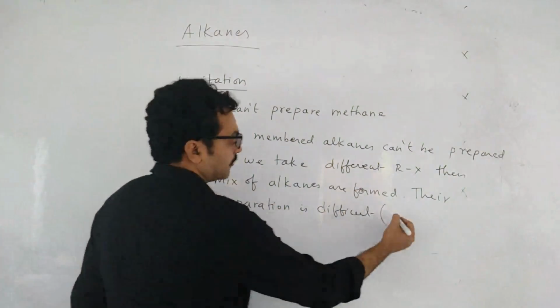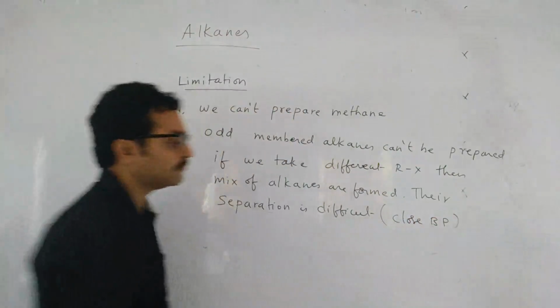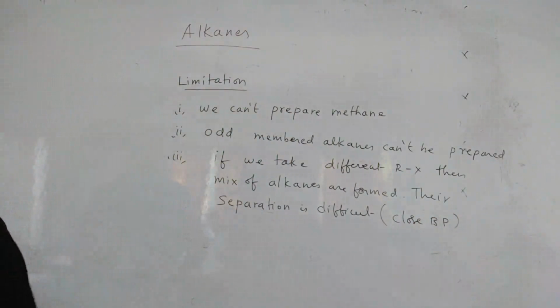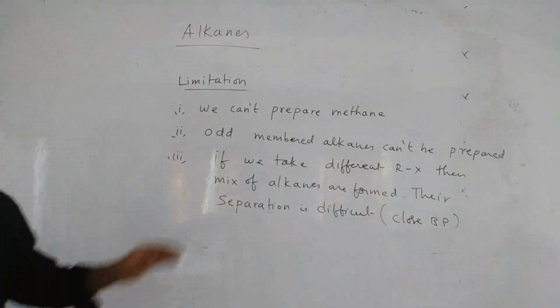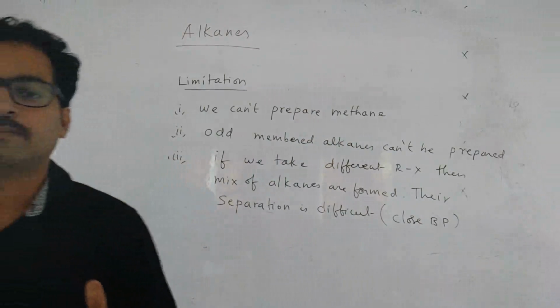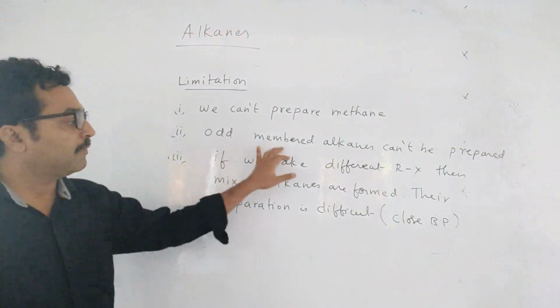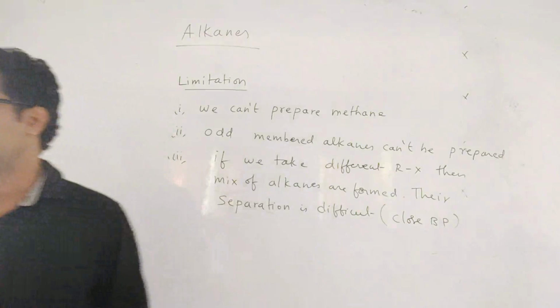Why? Because of close boiling points. So this is the third drawback. First one, we cannot prepare methane by this reaction. Methane has some other reactions, which I will tell you, which are very important. And odd membered alkanes also can't be prepared.